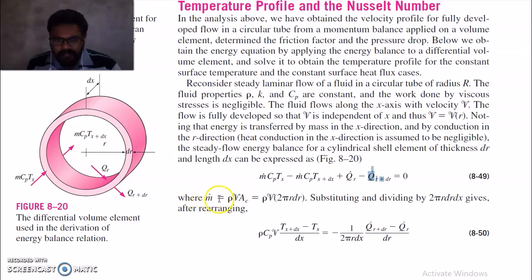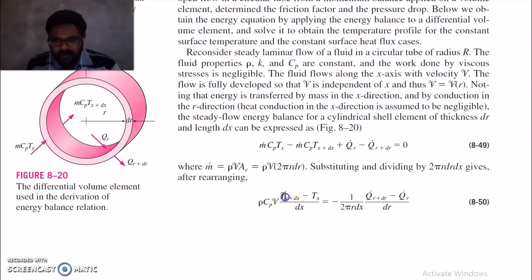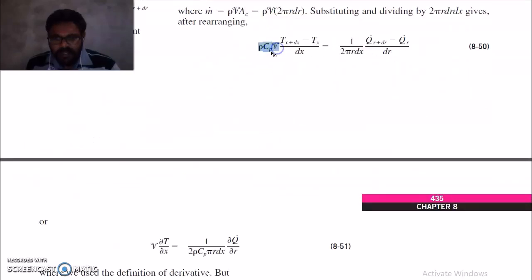We know mass flow rate is equal to density into velocity into cross-sectional area. Put this value here, and divide the whole equation by 2 pi r dr dx. You will get this equation here. Now this term is del T by del x and this term is del q by del r. On rearranging these two terms, you will get this equation: V del T by del x is equal to this.